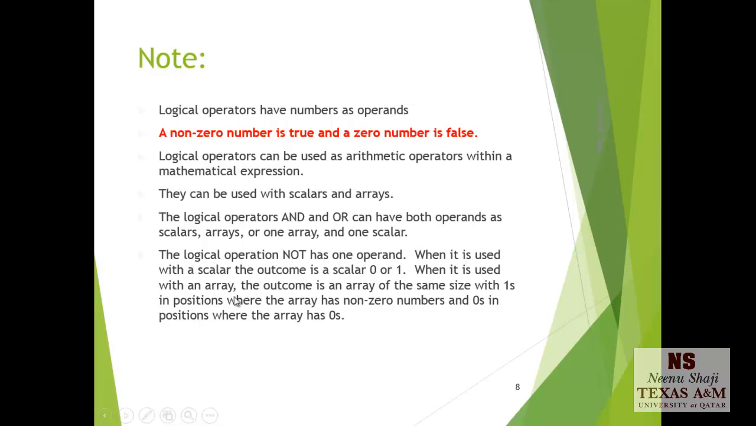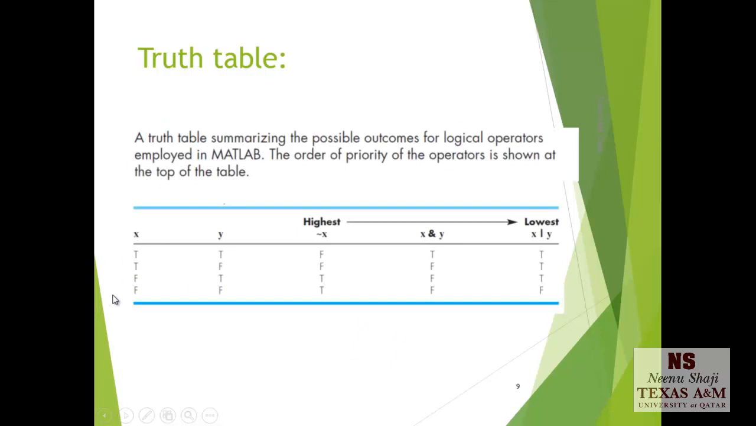When it is used with an array, the outcome is an array of the same size with ones in positions where the array has non-zero numbers and zeros in positions where the array has zeros. This is a truth table. According to the order of priority, NOT always has the highest priority, and the least priority is for OR.